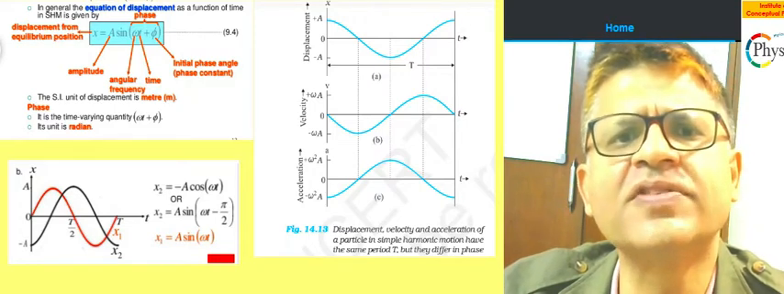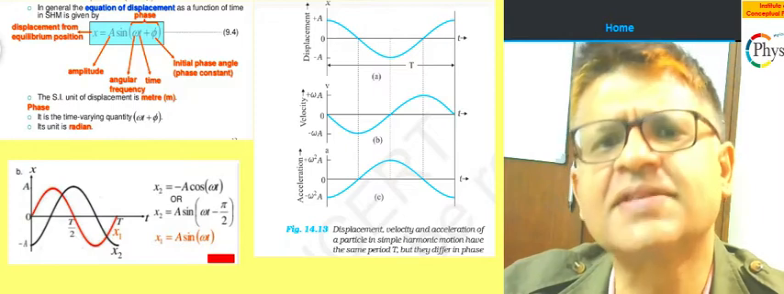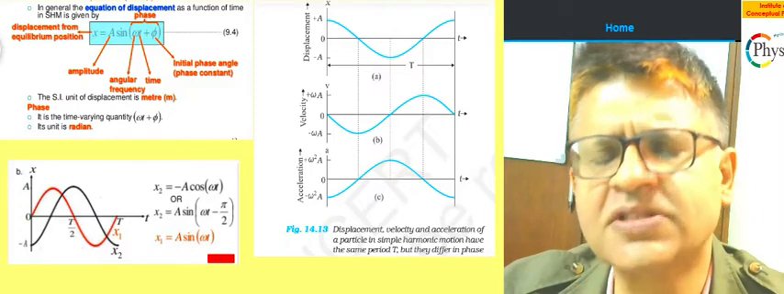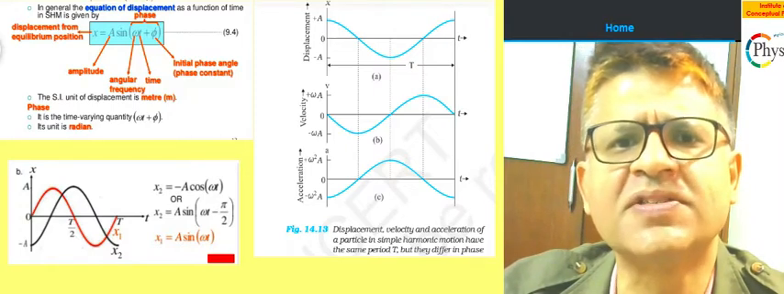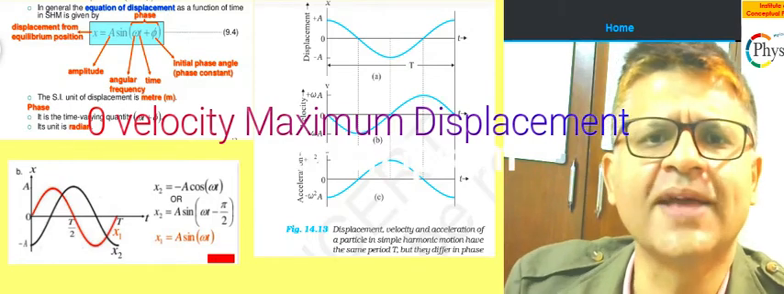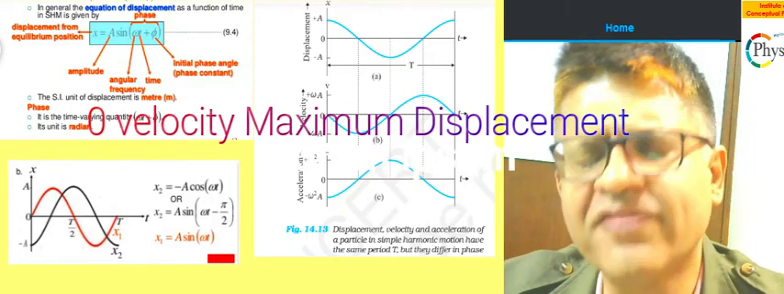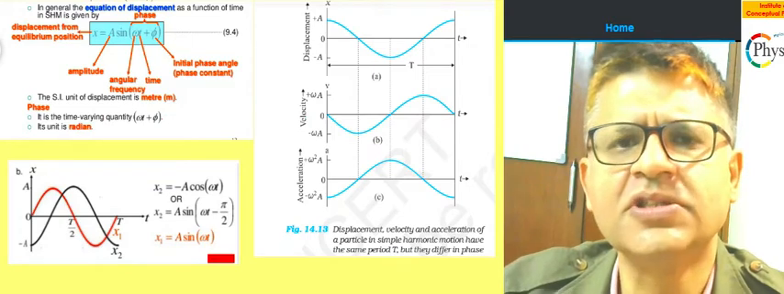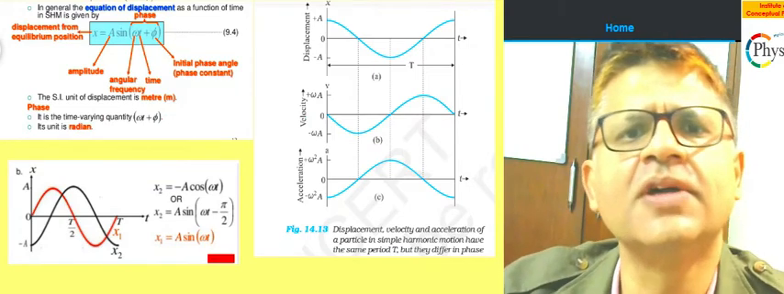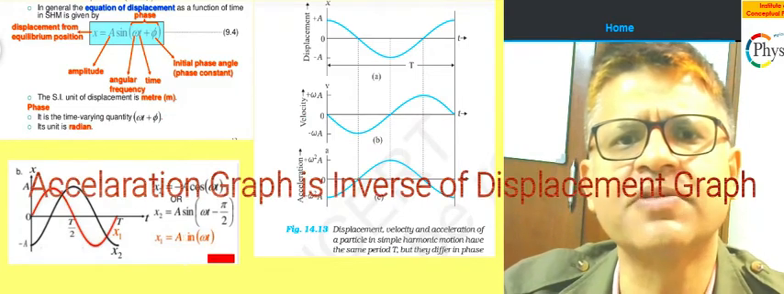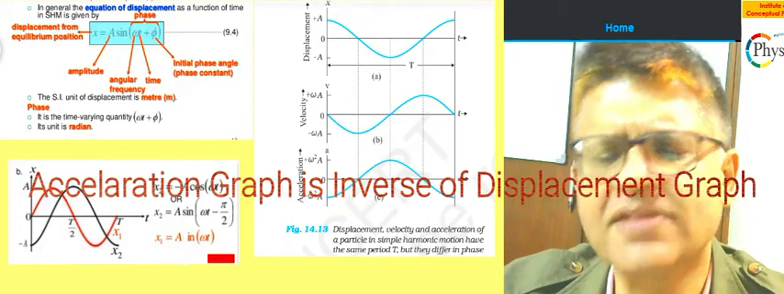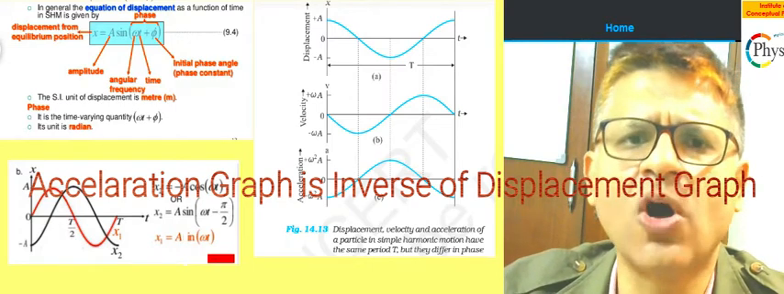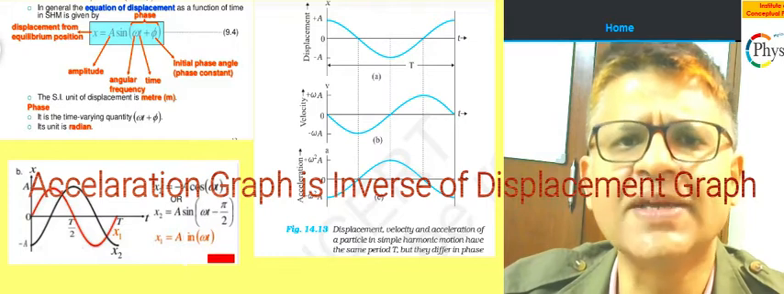The second graph is a velocity graph. You can see that's a sine graph and it starts from 0, which means the velocity is 0 when the body is at extreme position. And the third graph is the acceleration graph. Just reverse of the displacement time graph is the acceleration time graph. You can see the acceleration time graph is also a cosine function but is inverted.